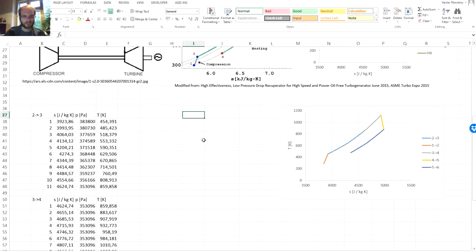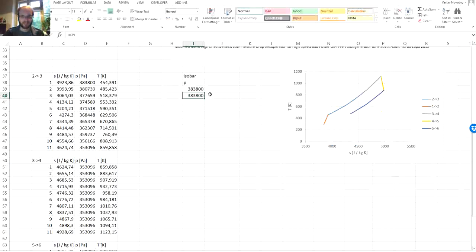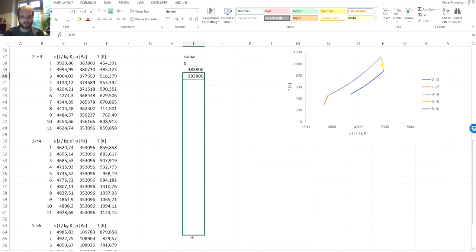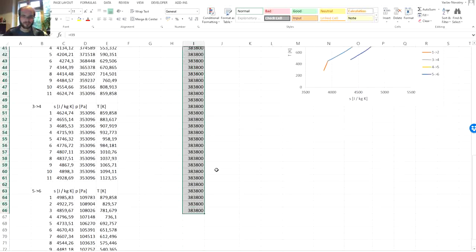And let's make isobars at, let's say, this pressure behind the compression. So it was this 383 kilopascals, almost 384. And let's get a sufficient amount of values so that the curves would be smooth. Something like this.